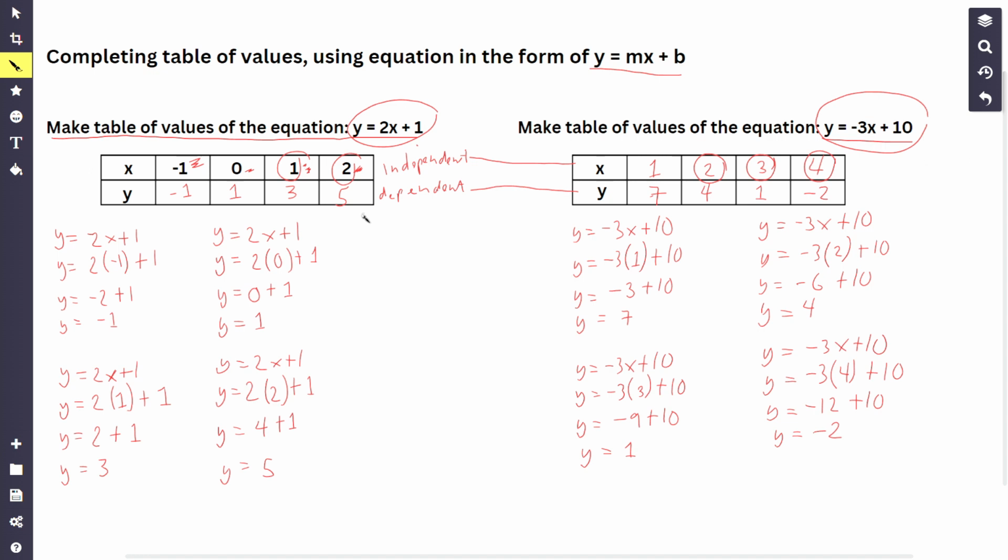But I hope you were able to understand or really understand how we make our table of values using equations. I hope this one is clear with you.